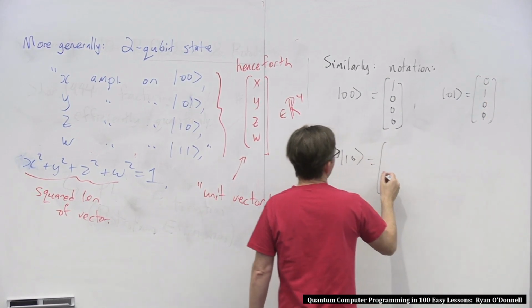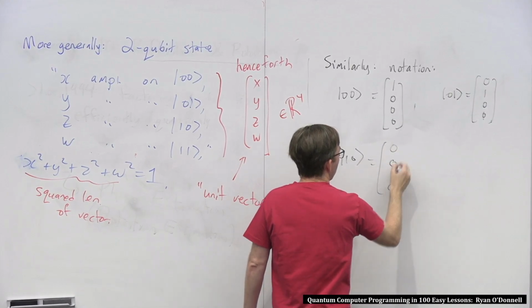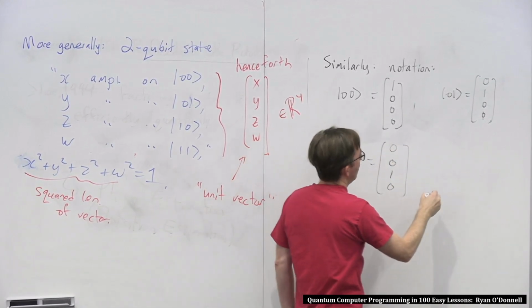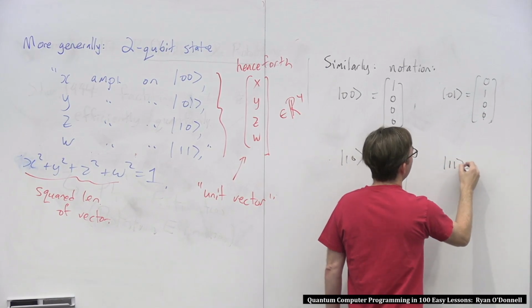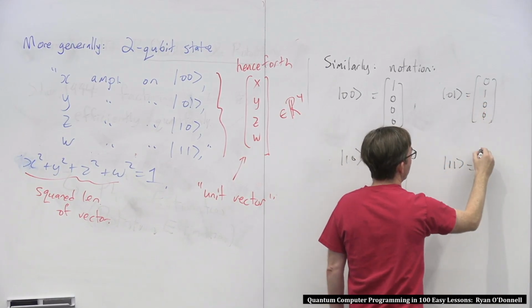So we always order our entries in the natural base 2 counting order. So the 0th, 1st, 2nd, and 3rd entries.